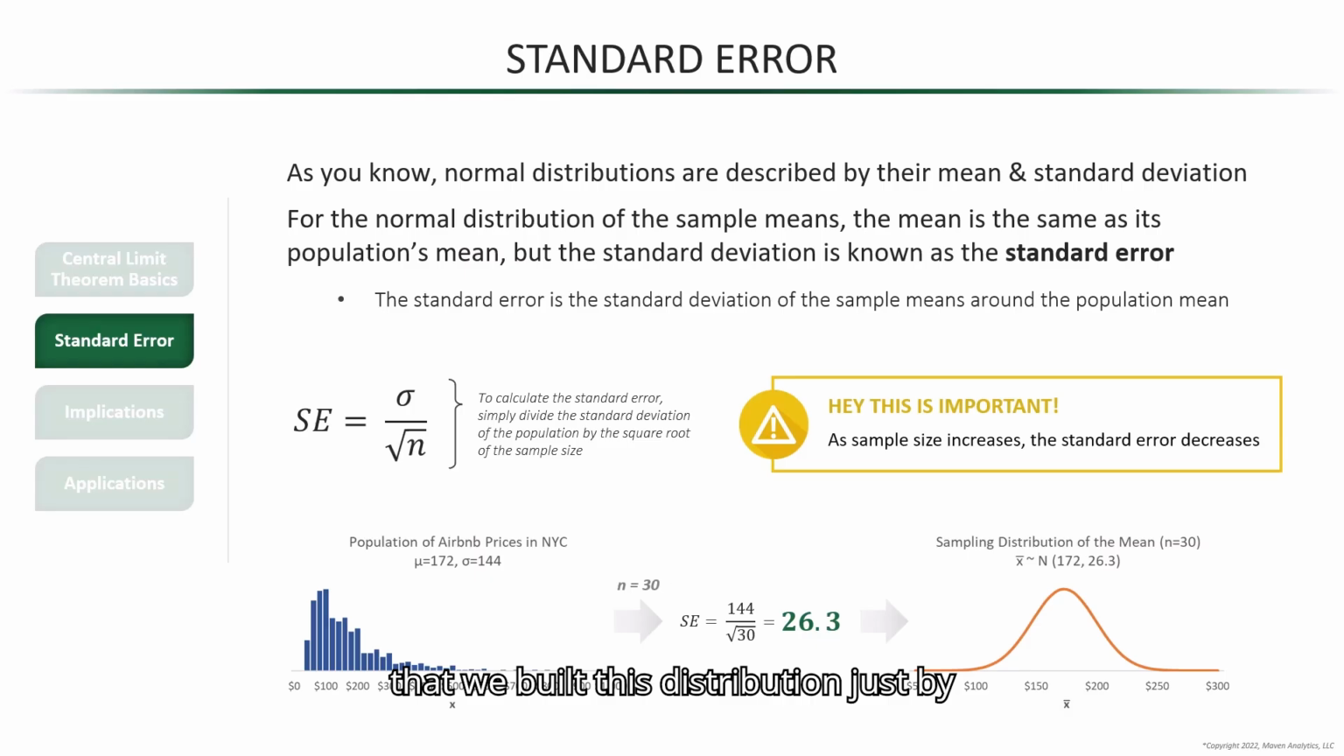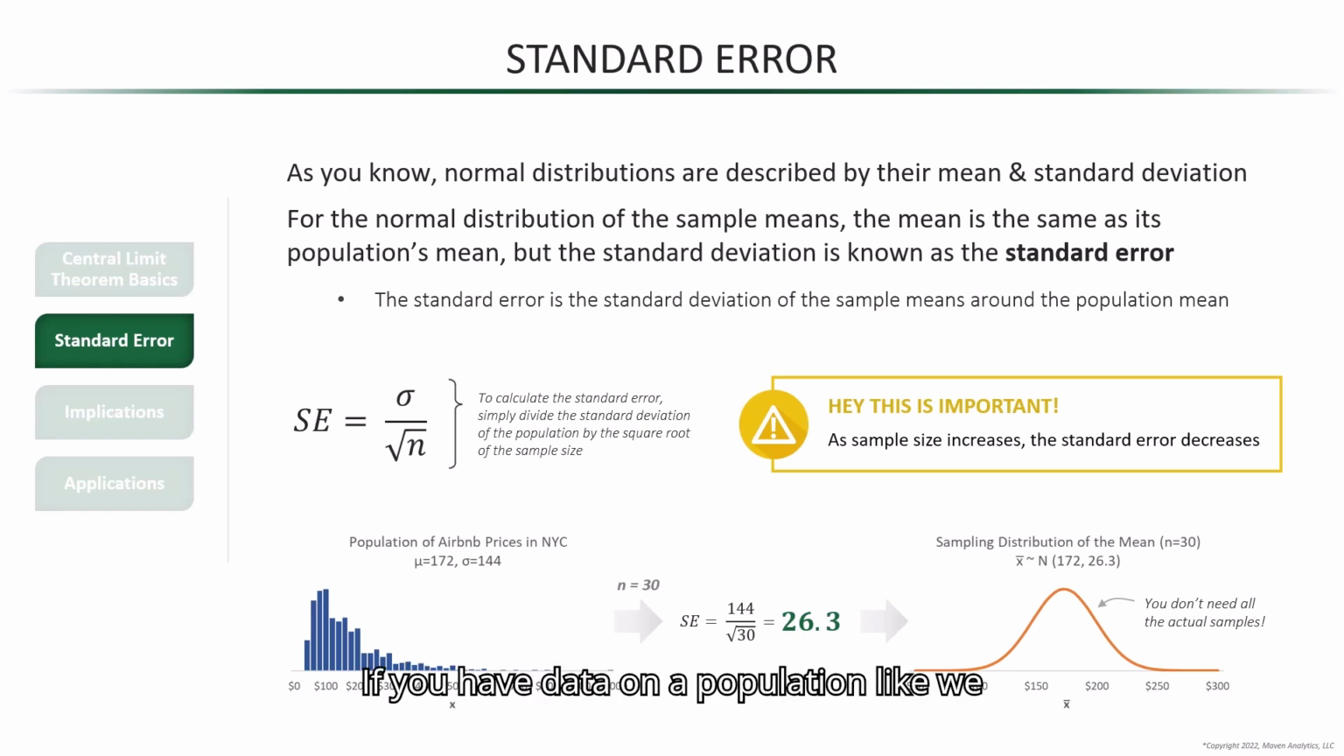And keep in mind that we built this distribution just by using the mean and standard deviation of the population. Because of the central limit theorem, we don't need to go out and take a single sample to know that it will belong to this sampling distribution right here. And that's the big breakthrough.